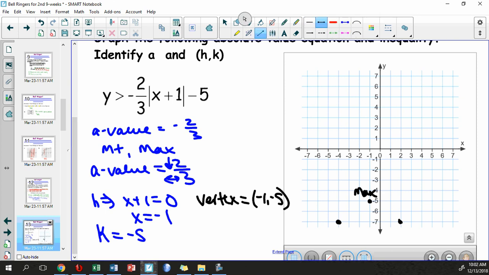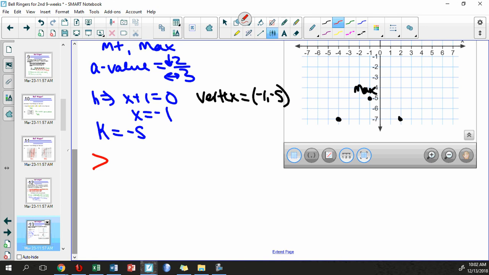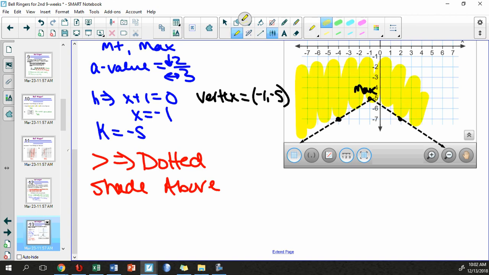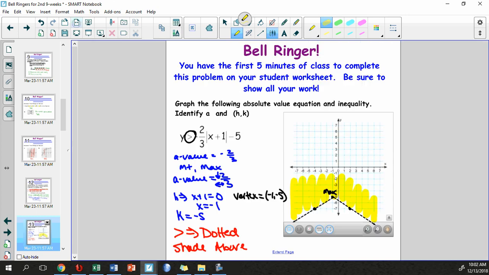So if that is my graph of it, I have to ask myself before I draw that line, what is my inequality symbol? My inequality symbol is going to be greater than. So since it's greater than, that means I'm going to have a dotted line, and I'm going to shade above. So I'm simply going to connect those with a dotted line. And the shading that I want is all above it. So that is the answer to that problem there.